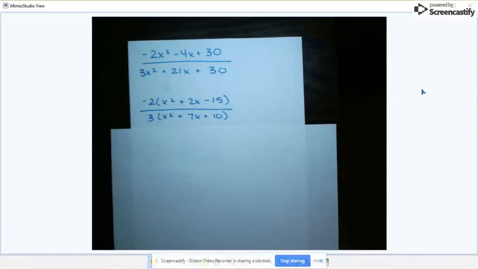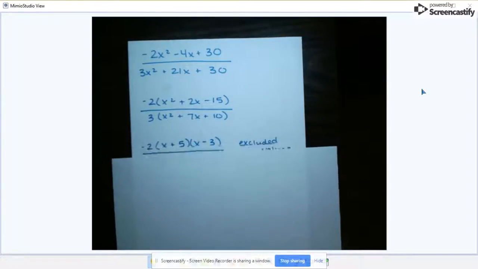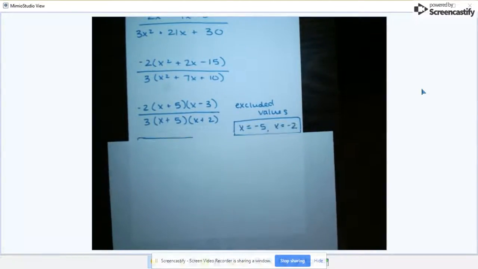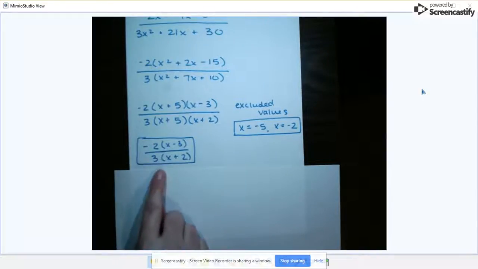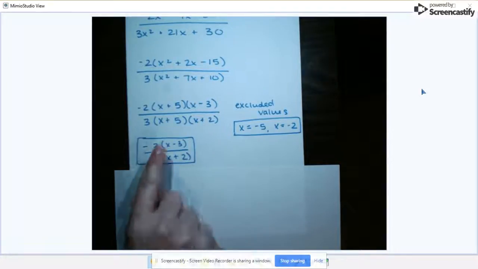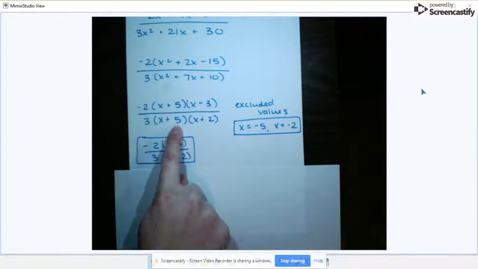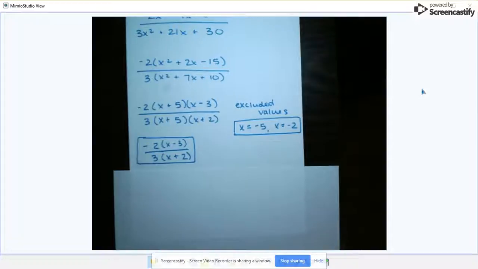Definitely factor out all that you can before you factor into parentheses so your life is easier. But then the trinomials factor as such. Again, simplify, and you get negative 2 parentheses x minus 3 over 3 parentheses x plus 2. And you get your excluded values from right here. So x can't be negative 5 or negative 2.